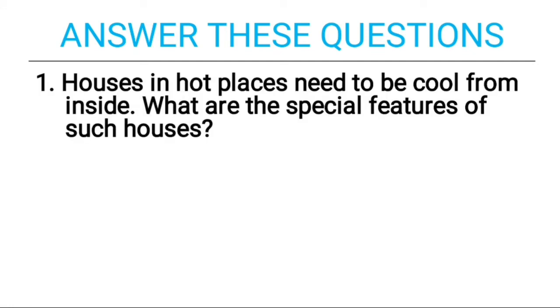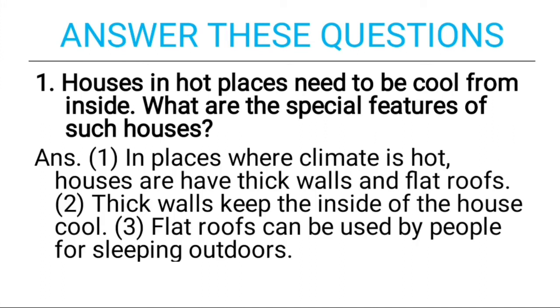Now comes the long answers. In this the answers will be long compared to the shorter ones. First question, houses in hot places need to be cool from inside, so what are the special features of such houses? In places where the climate is hot, houses have thick walls and flat roofs. Thick walls keep the inside of the house cool, whereas flat roofs can be used by people for sleeping outdoors. So both of these things are important in hot places. They should have thick walls and flat roofs.